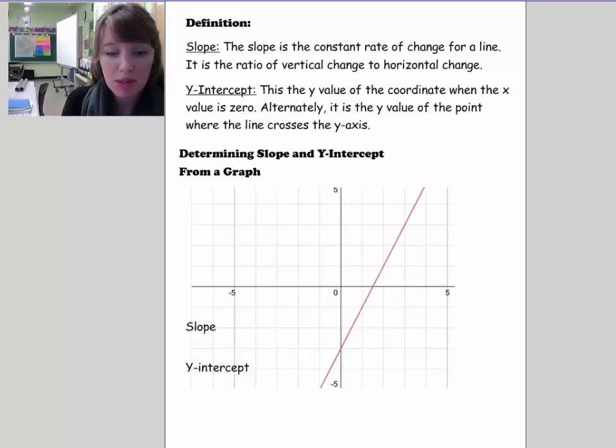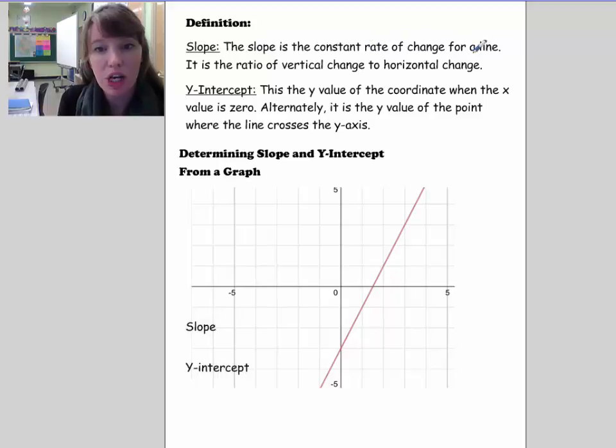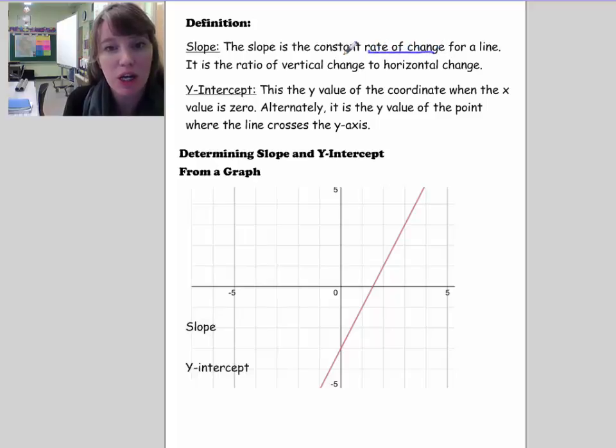Okay, so a few definitions for you. The slope is the constant rate of change for a line, right? We talked about how when we have a rate of change and it is constant, like it is for a line, we call that slope. It's the ratio of the vertical change to the horizontal change between any 2 points on the line.